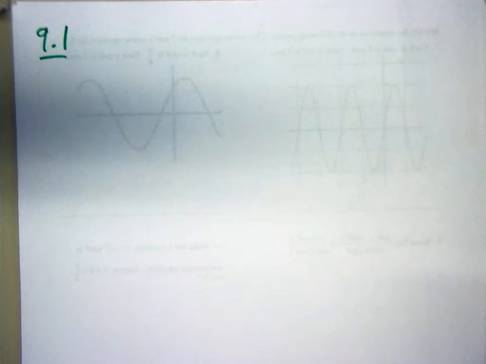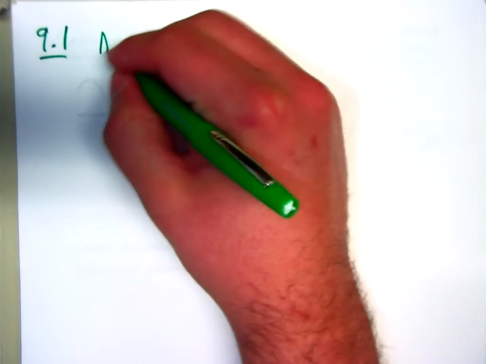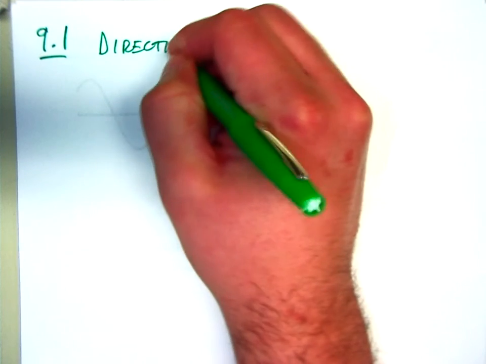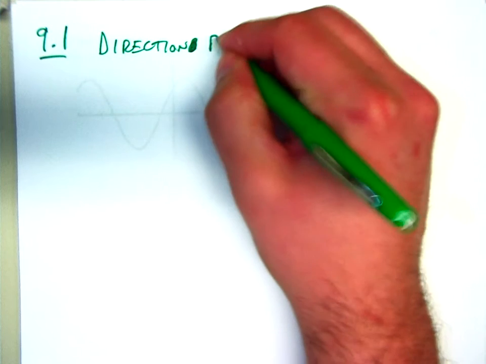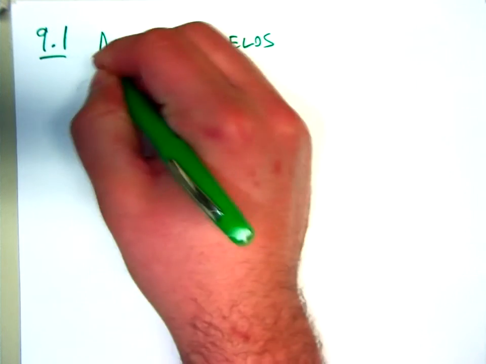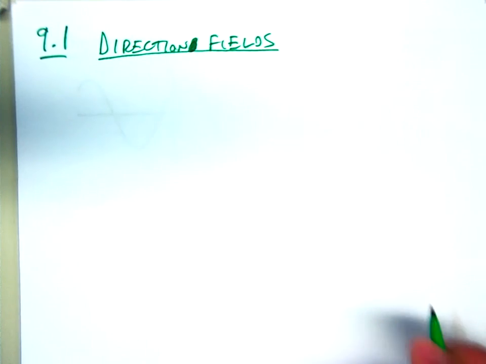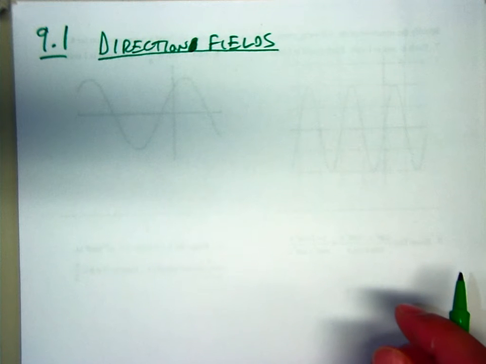So, this section should hopefully be no big deal. This is something that you most likely, if I remember correctly, did in BC Calc. Direction fields. Maybe you call them slope fields. Okay?